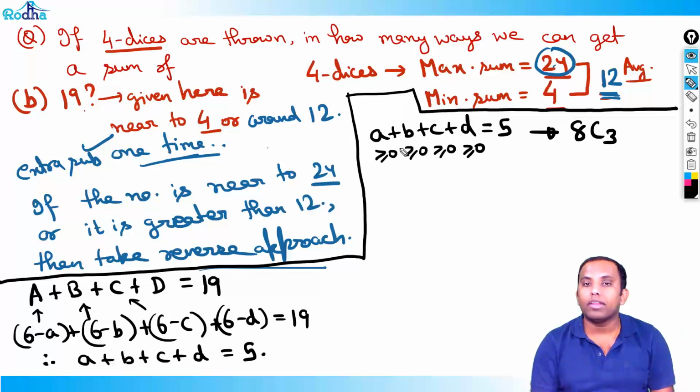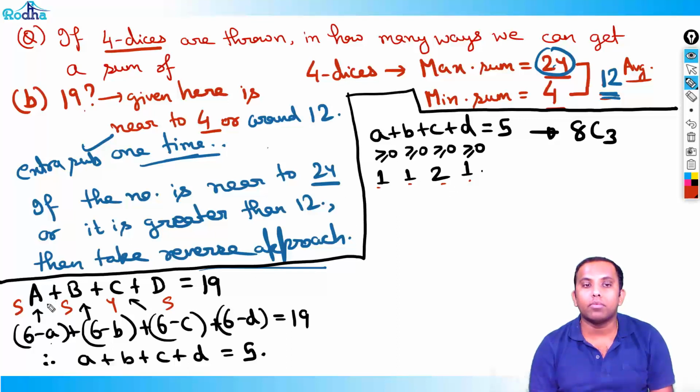Now see, we can discuss one case here. Suppose a is 1, b is 1, c is 2, d is 1. So what are the numbers on the dice? 6 minus 1, 5. A is 5. B is also 5, 6 minus 1. C is 4, 6 minus 2. D is again 6 minus 1, 5. If this is the one case, 1, 1, 2, 1, it corresponds to 5 plus 5 plus 4 plus 5, 19.